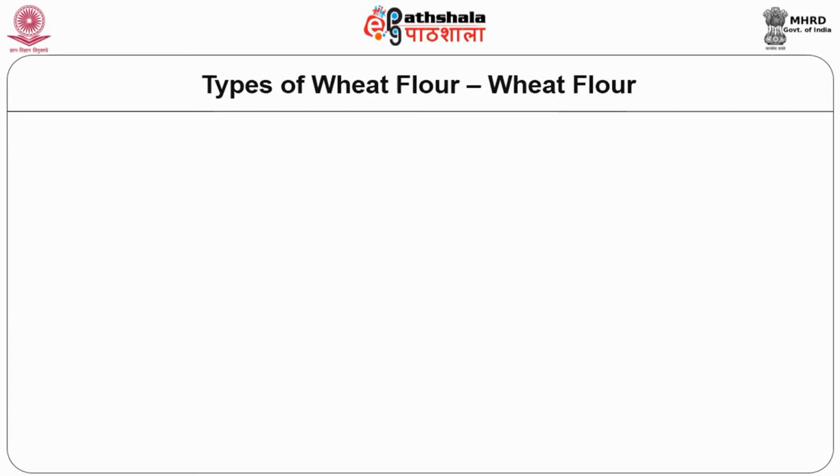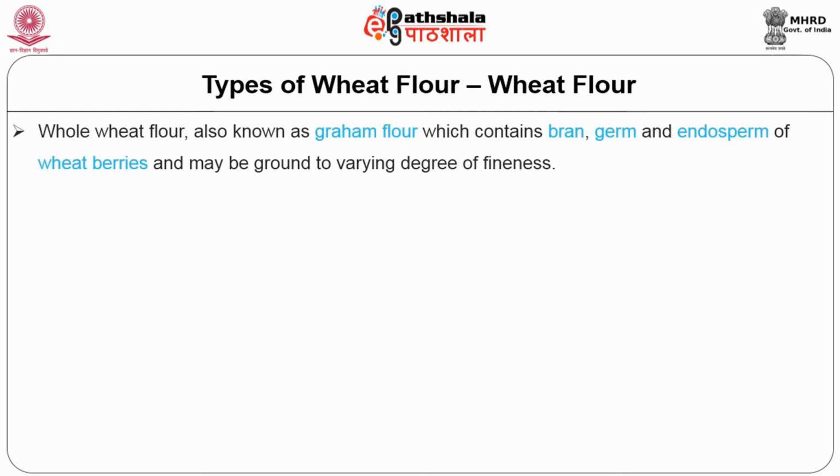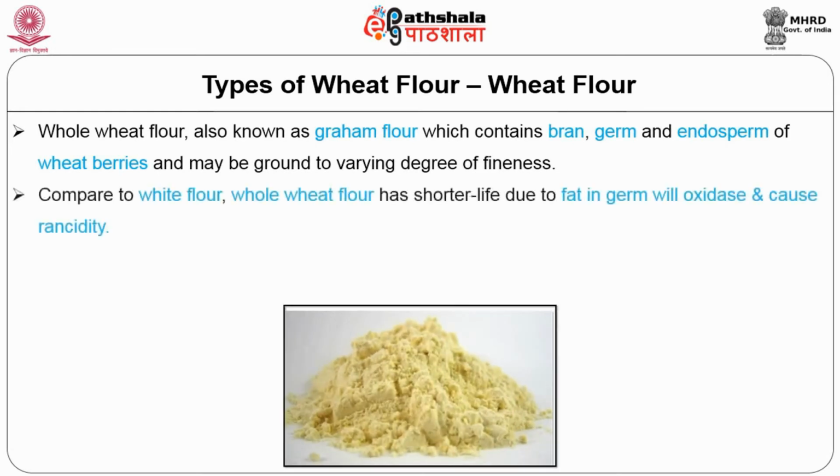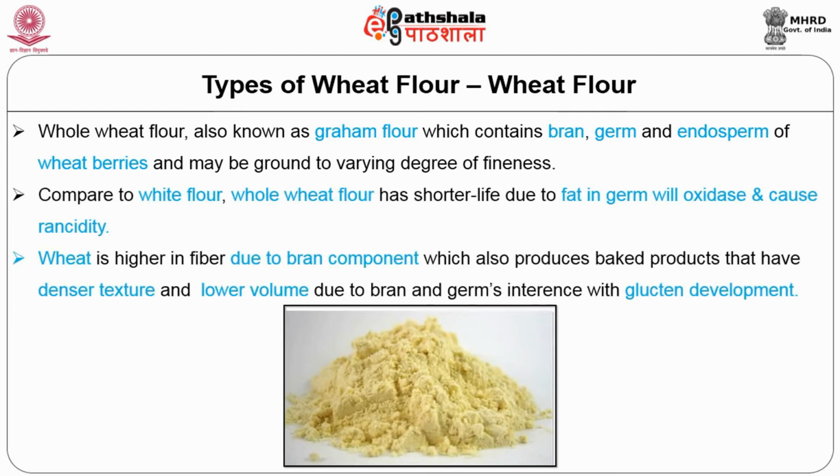Now, let us see what are the different types of wheat flour. We have whole wheat flour, also known as Graham flour, or entire wheat flour, which contains the bran, germ and endosperm of wheat berries and may be ground to varying degrees of fineness. Compared to white flour, whole wheat flour has a shorter shelf life because the fat in the germ will oxidize and cause rancidity. It also is high in fiber due to the bran component.